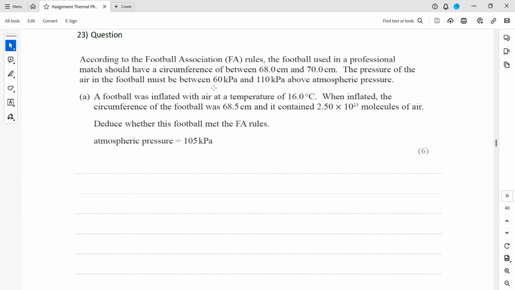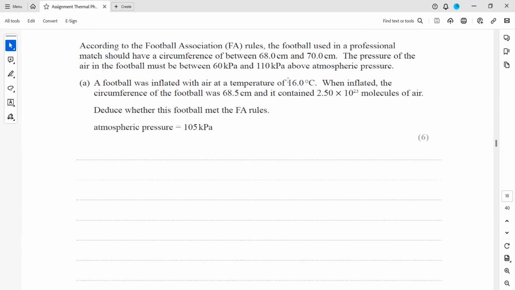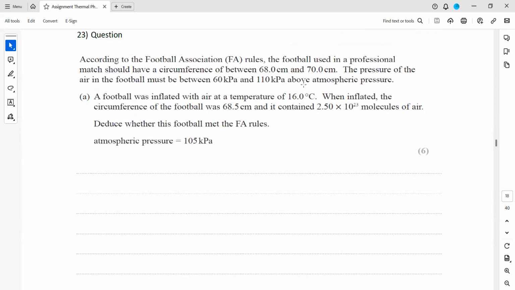According to the Football Association FA rules, the football used in a professional match should have a circumference of 68 centimeter to 70 centimeter. The pressure of air in the football must be between 60 kilopascal to 110 kilopascal above the atmosphere. A football is inflated with air at 16 degrees. When inflated, the circumference of the ball is 68.5 and it contained 2.5 times 10 to the power 23 molecules. Deduce whether this football met the FA rules. Atmospheric pressure is 105 kilopascal.